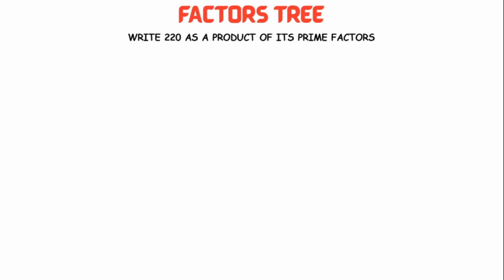To understand how these things work, let's imagine we were asked to write 220 as a product of its prime factors. The first step is to write the number whose prime factors you're trying to find, so 220 at the very top of the page. Then we can start to factorize it by splitting it up into a factor. For example, here we might do 110 and 2.